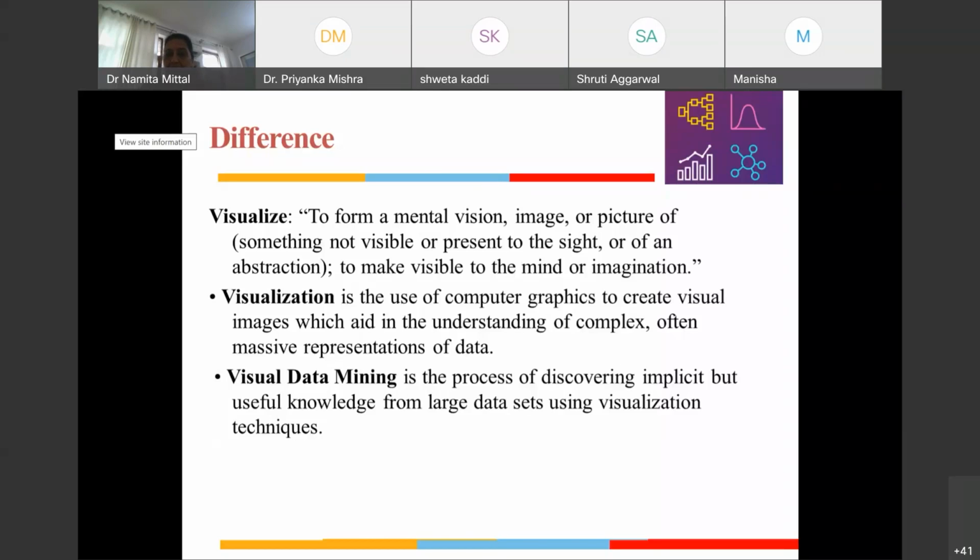The same thing can be applied to visual data mining. It is a process of discovering implicit knowledge, that is not obvious, not what is easily visible, but hidden, valid, new and useful, from a large data set using visualization techniques. So visualization techniques using various visuals. We can have one visual, we can have many visuals at a time. And with storytelling, that is visual data mining.